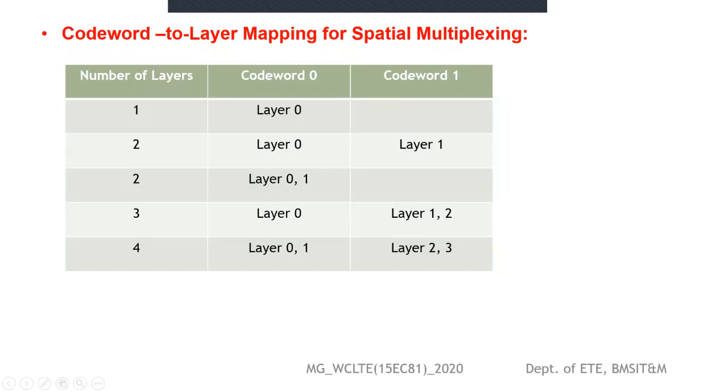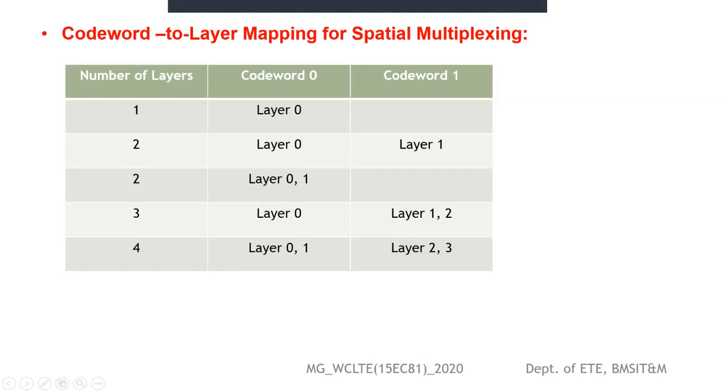If I am using 2 by 2 antennas, that is transmit diversity, here there will be 2 codewords, codeword 0 and codeword 1. I can map codeword 0 to layer 0 and codeword 1 to layer 1. So the number of layers will be 2. And I can have only one codeword mapped to 2 layers, that is layer 0 and layer 1.